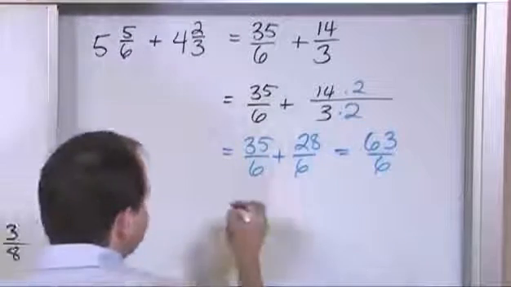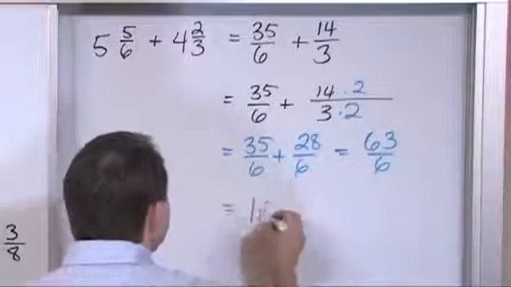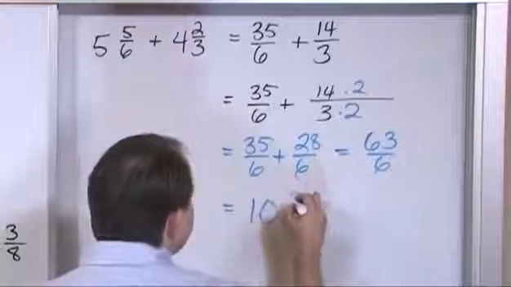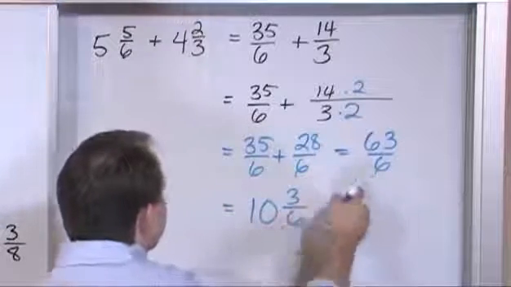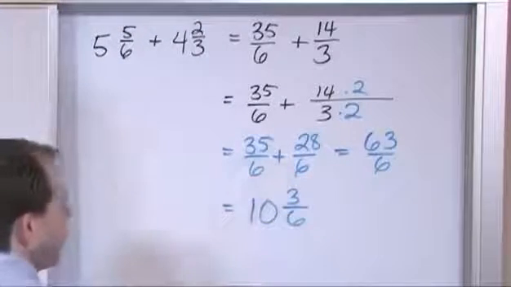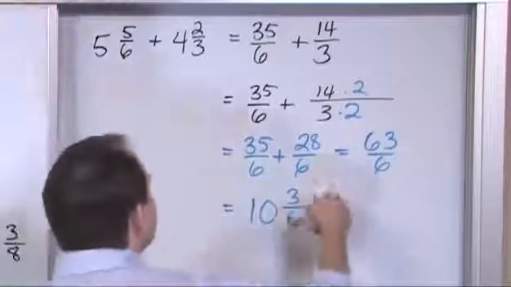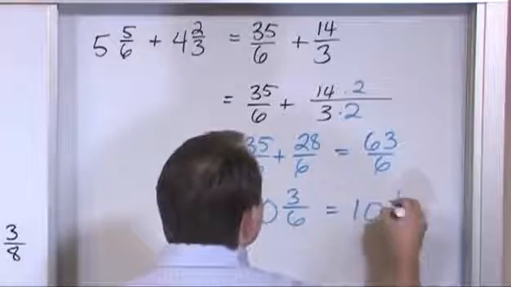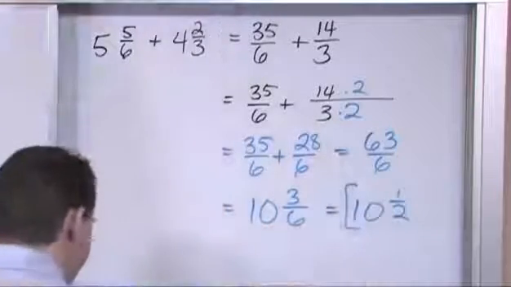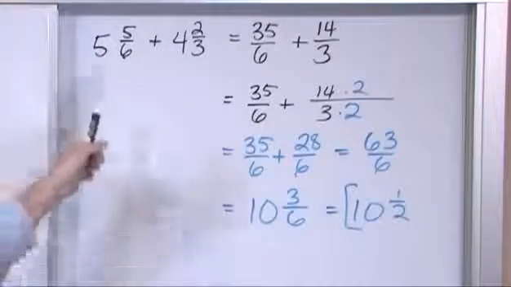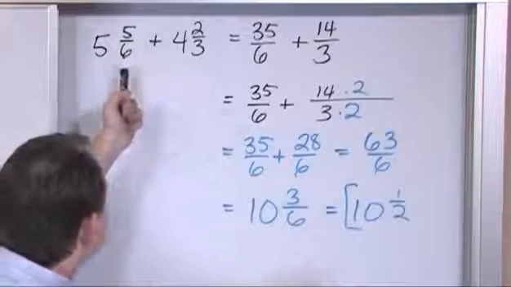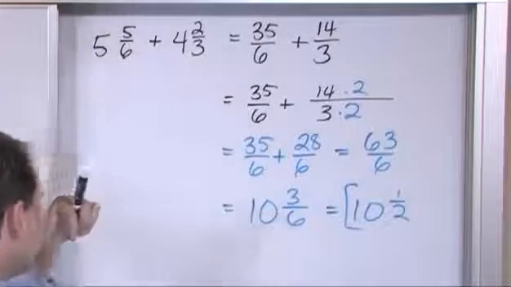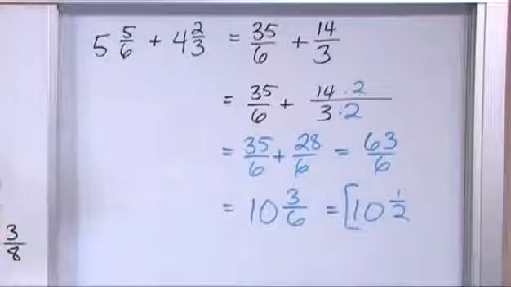10 times 6 is 60, so it can go 10 times with a remainder of 3 over 6. But 3/6 is actually the same as 1/2 because I can divide the top by 3, and divide the bottom by 3. So I'll have 10 and 1/2. And this is the answer. Now, you would get exactly the same answer if you add 5 plus 4 to give you 9, and then you add these two fractions and go through it. But this is the way that you'll very likely be asked to handle it on your exams.